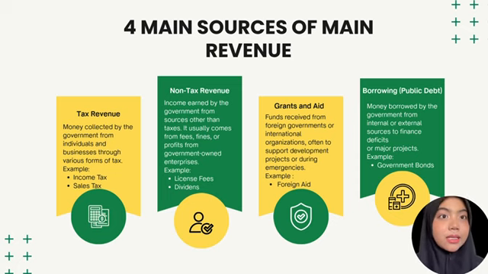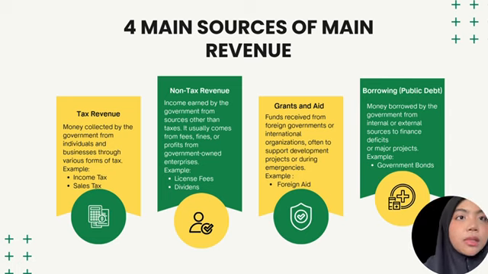The third one is grants and aid received from foreign governments or international organizations to support development projects or during emergencies. For example, foreign aid from organizations like the World Bank or United Nations for infrastructure development. And lastly is borrowing or public debt. It is money borrowed by the government from internal or external sources to finance deficits or major projects, such as government bonds. Government bonds are bonds raised from the public or financial institutions that the government promises to repay with interest.